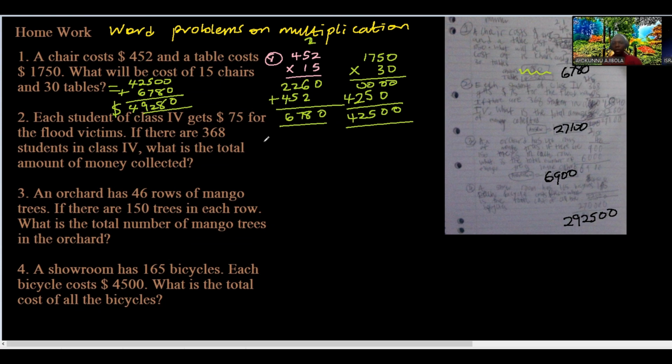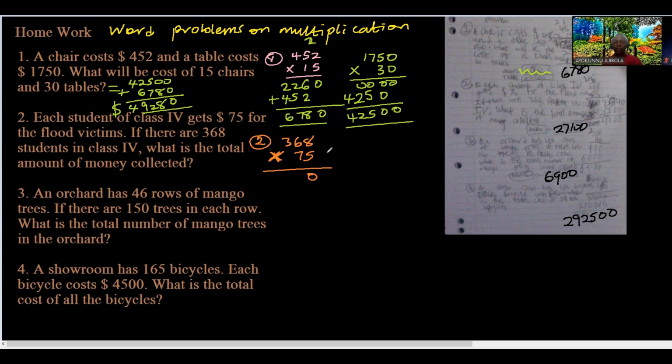Yeah. Then number two, we have each student of class 4 gets $75 for flood victims. If there are 368 students in class 4, what's the total of money collected? So that means the total amount of money collected will be the 368 students times 75, since everybody got the money. So 368 times 75.